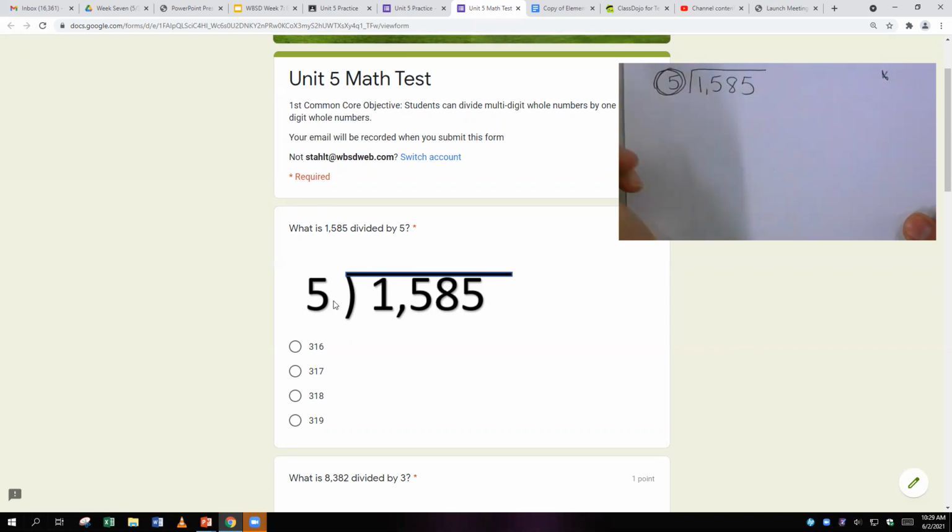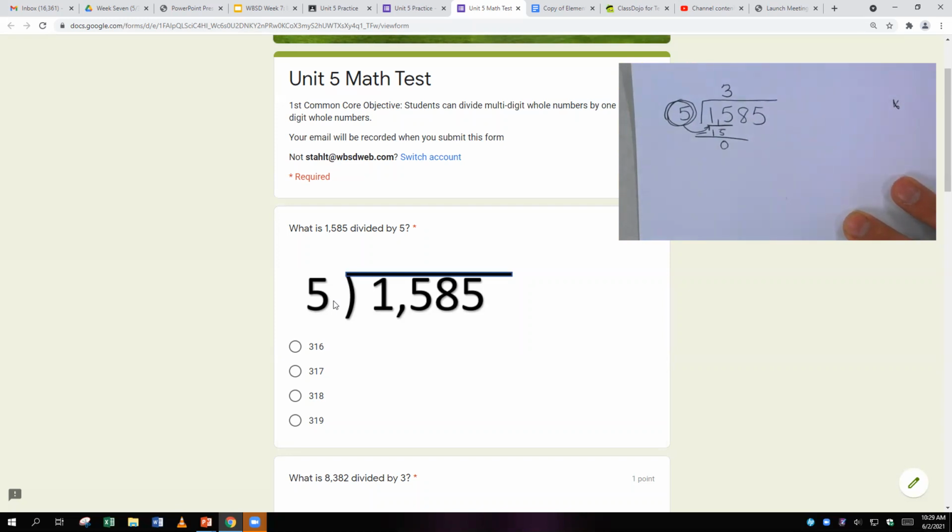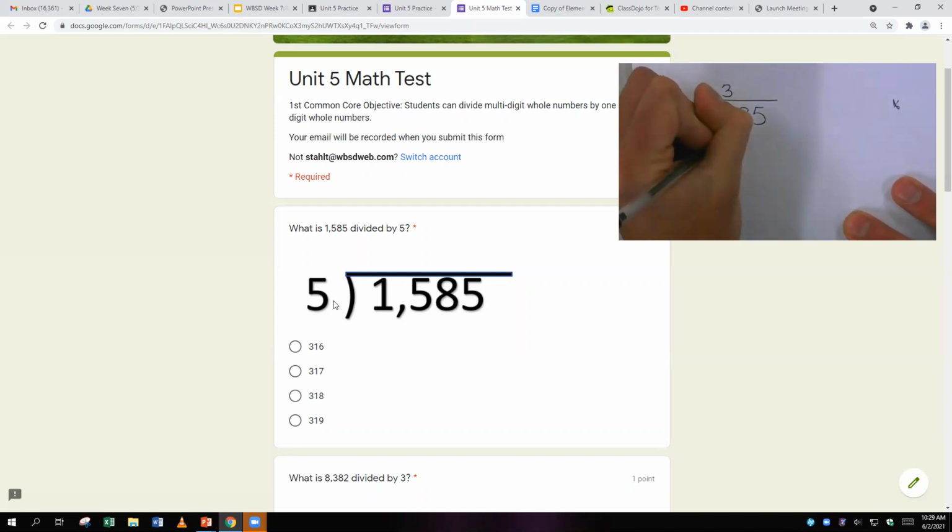So the first thing you do is go into the biggest place value. How many 5s can you pull from 1? Well, you can't pull any 5s from 1, but you can pull 5s from 15. You can pull 3 of them. And then after you pull out a group, you say, what's left over? Well, I just took away every single piece, right? It took all 15 to make 3 groups. There's nothing left over. Bring down the next value.